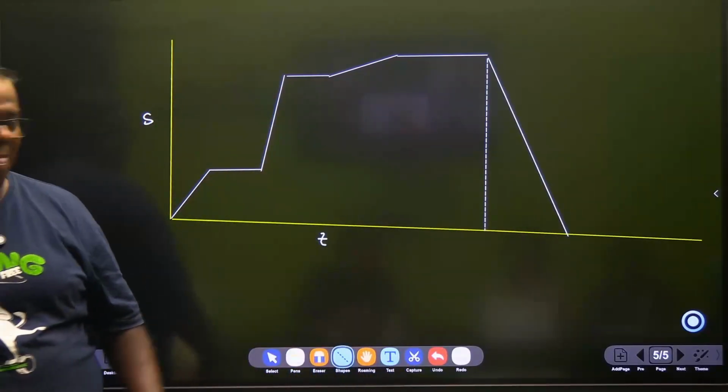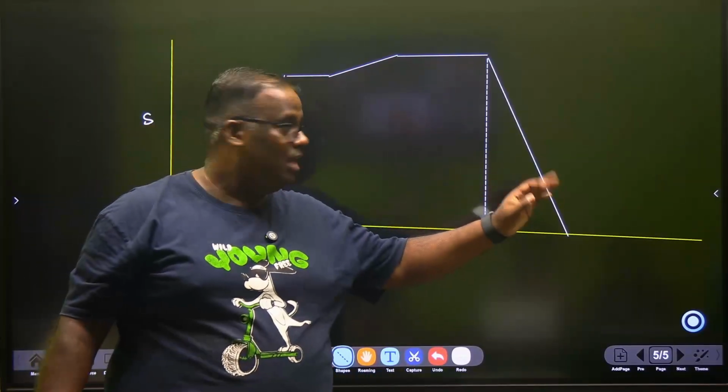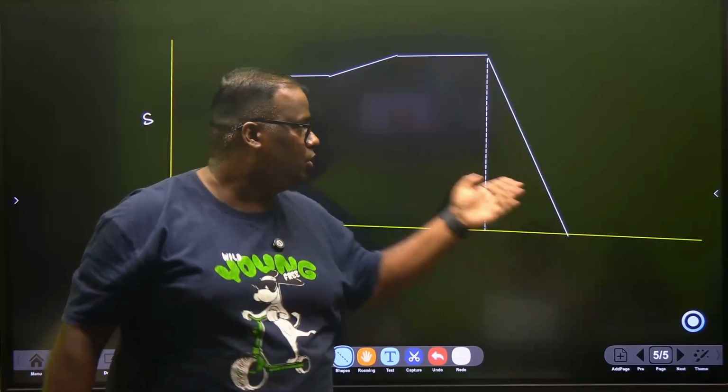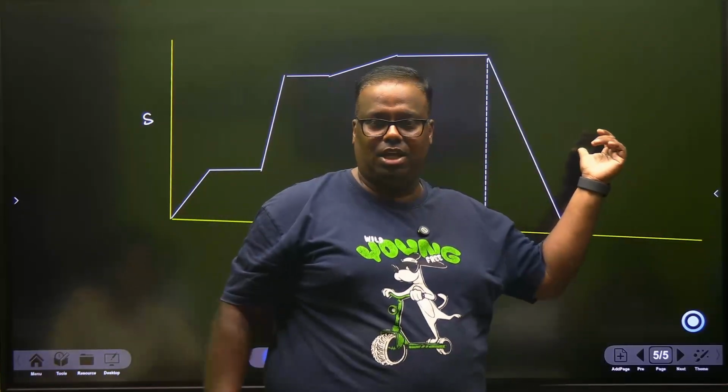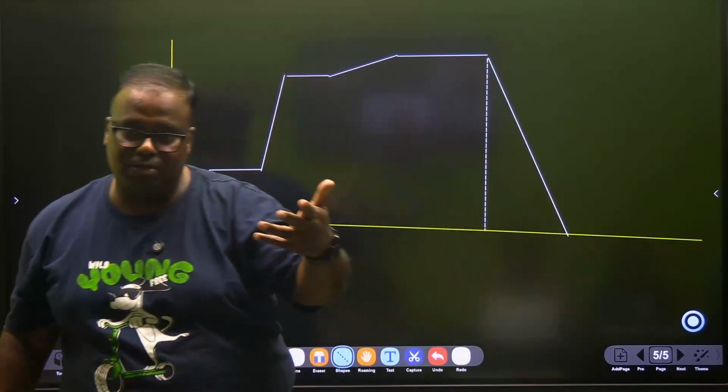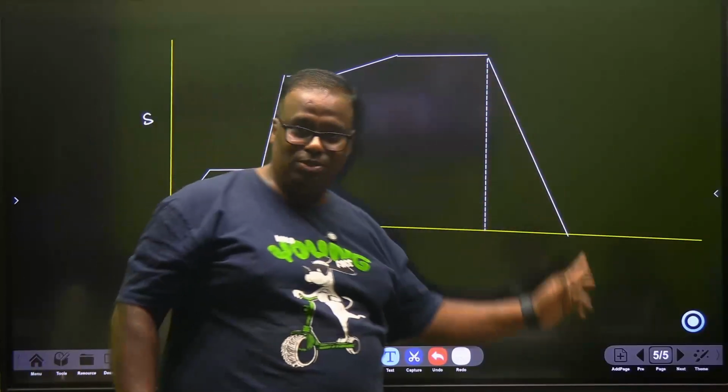Mark, and these are all obtuse angles. Draw a positive line with the X. These are all obtuse angles, showing that the slope is negative. But the slope is uniform.